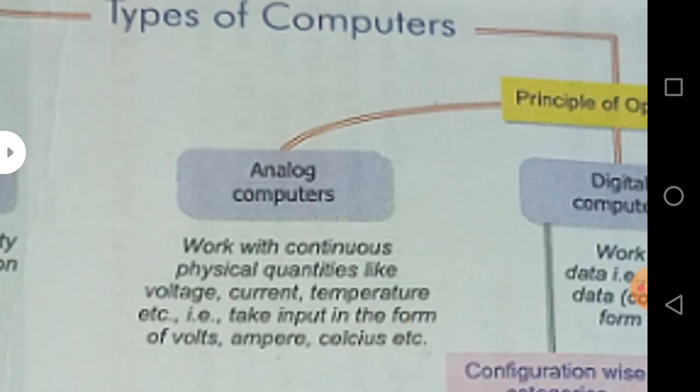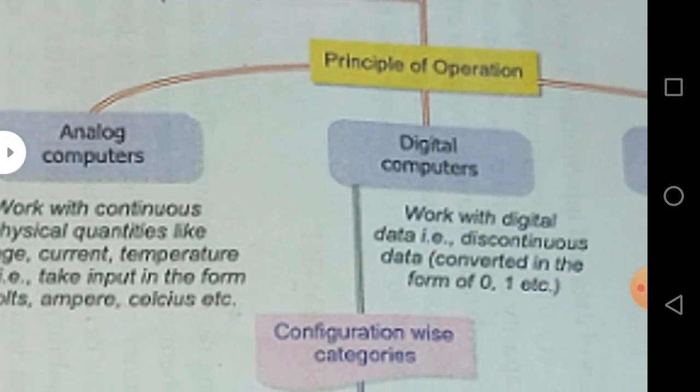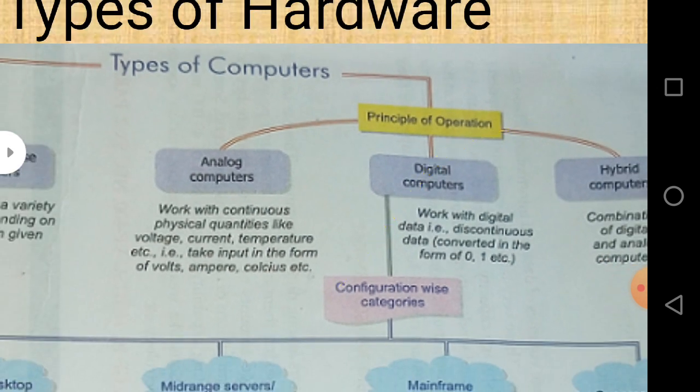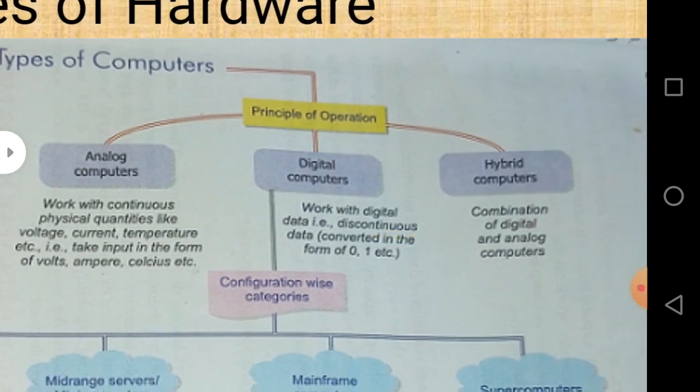Next, on the basis of the principles of operations, computers can be divided into three different types: analog computer, digital computer, and hybrid computers. Analog computers work on continuous physical quantities such as voltage, current, temperature, etc., and they take input in the form of volts, ampere, and Celsius, not in the form of 0 and 1, but in the form of physical quantities.